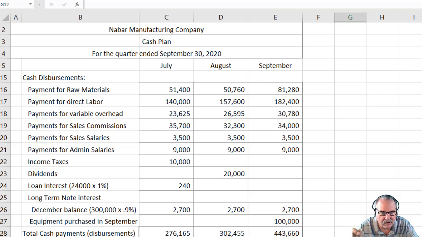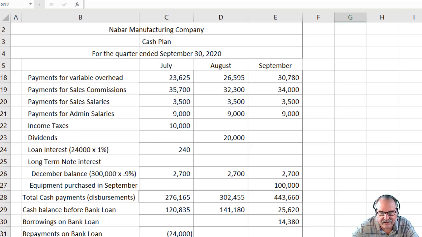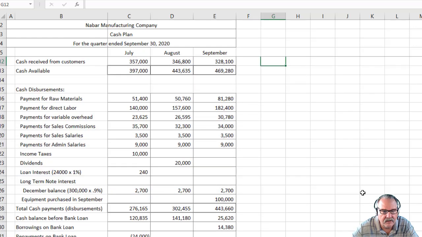And we have a short-term loan that we have to also pay interest on. That's interest at 1% per month. So for the month of July is $240. So our total cash payments or disbursements is $276,165. And when we subtract that from the cash that was available, and I'll make this a little smaller so you can see it, there's the cash available. The $397 minus the $276 means that we have cash that we're estimating to be $120,835.